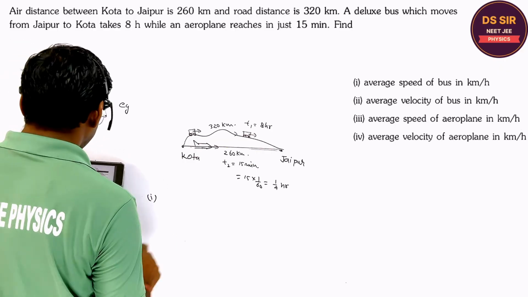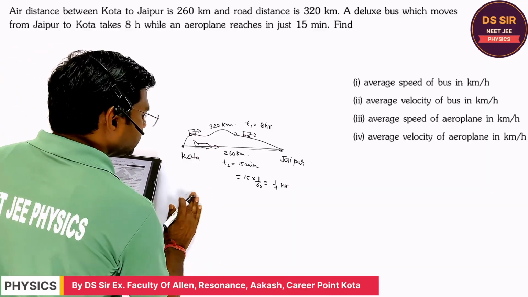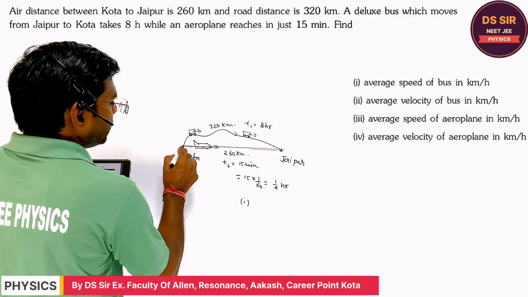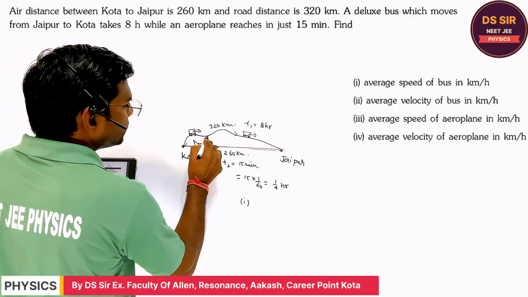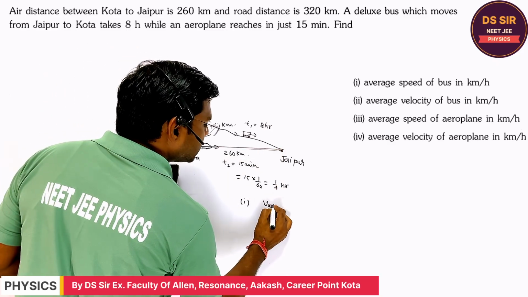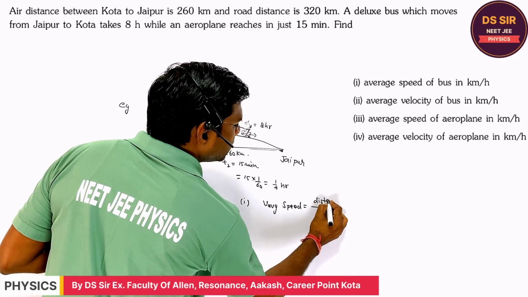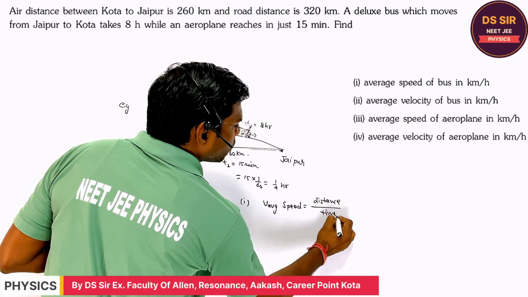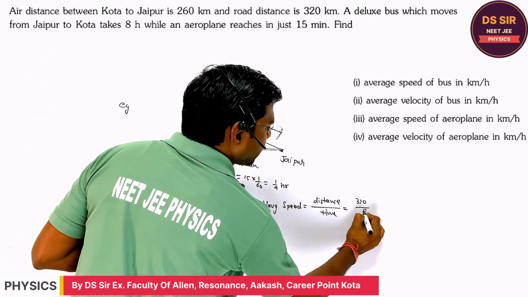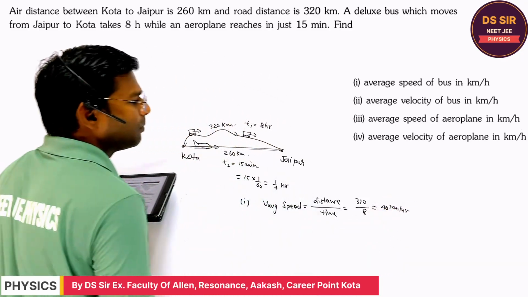The first part, what is the first part? I'm writing the first part here. The average speed of the bus. Starting point is this, this is the path length, and this is the final destination. So what is the average speed? Total distance divided by total time. So what is the distance? 320. And what is the time? 8 hours. So 40 kilometer per hour is the average speed of the bus.